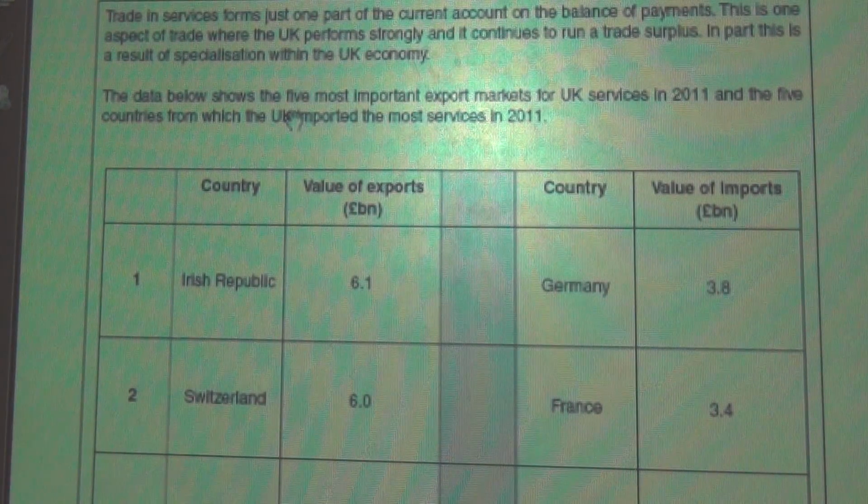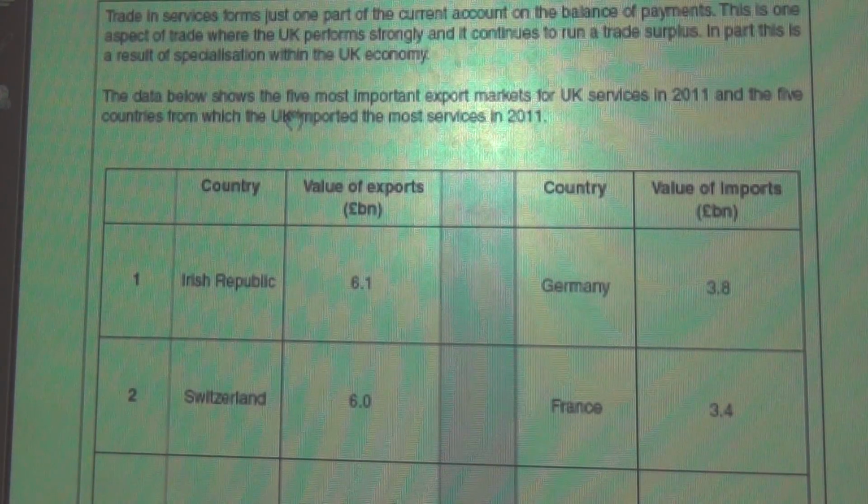So we're presented with this data, and let's now have a look at the two paragraphs which introduce the table. It says trade in services forms just one part of the current account of the balance of payments. You will be expected to know that there are four components to the current account. They are trade in goods, trade in services, net property income from abroad, and current transfers. What you are shown is just one little snapshot from that, which is the trade in services.